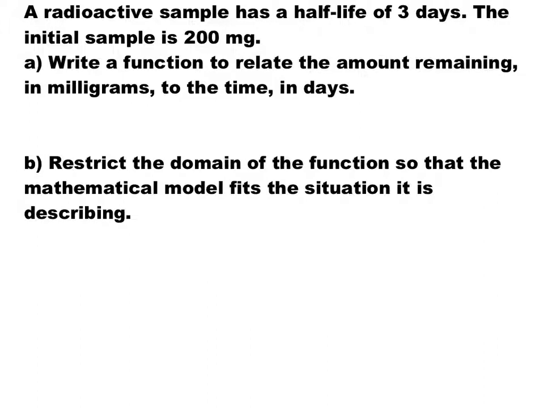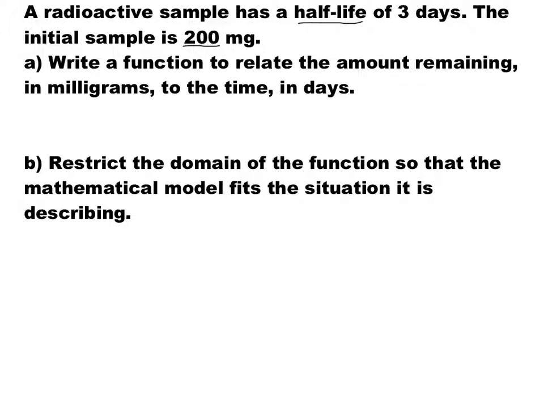In the next example, we have a radioactive sample which has a half-life of 3 days. Just to remind you, what exactly is a half-life? Again, as we said before, the half-life is the time that it takes a substance to lose half of its weight. For instance, this radioactive sample has a 3-day half-life, which means it takes 3 days for half of the radioactive material to be converted to another form of material. Now, the initial sample is 200 milligrams. You're supposed to write a function to relate the amount remaining in milligrams to time in days.